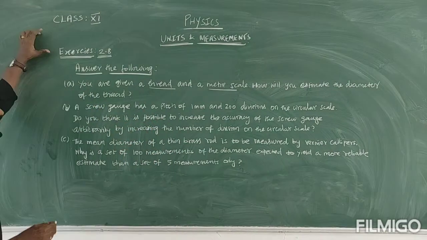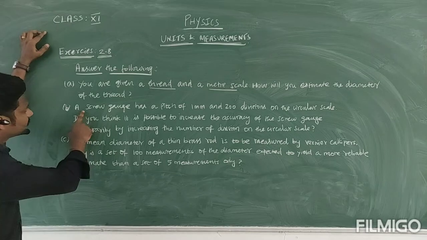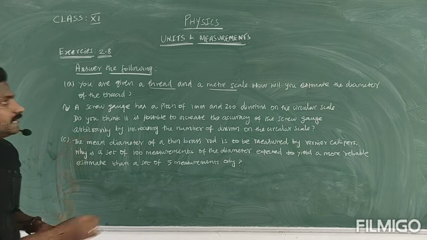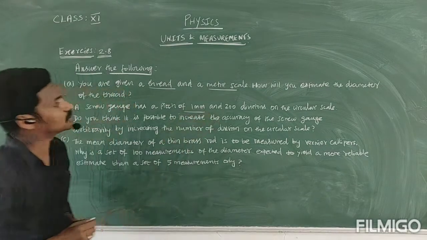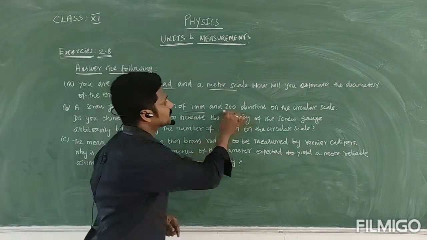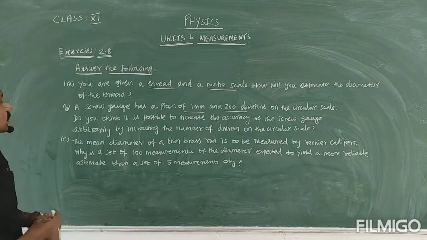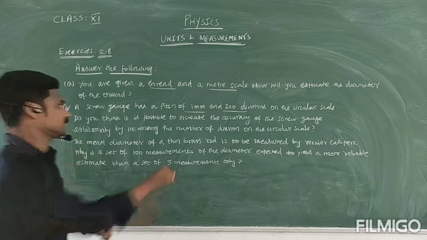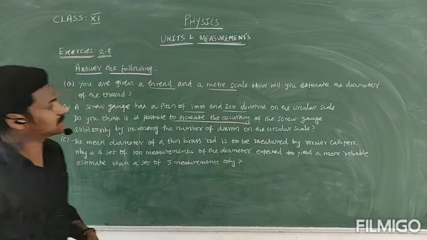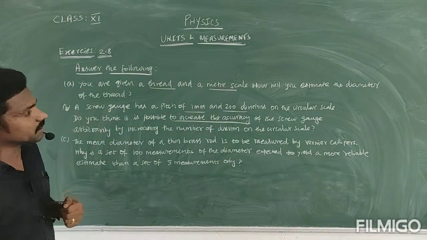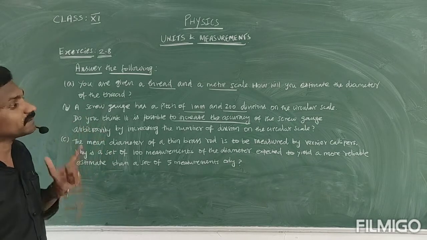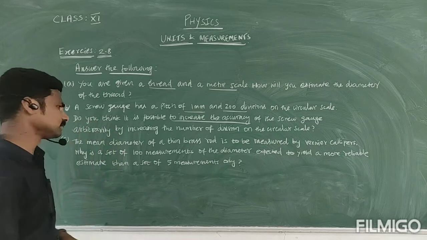Okay, see the next one. A screw gauge has a pitch value of 1 millimeter and 200 divisions on the circular scale. Do you think it is possible to increase the accuracy of the screw gauge arbitrarily by increasing the number of divisions on the circular scale?